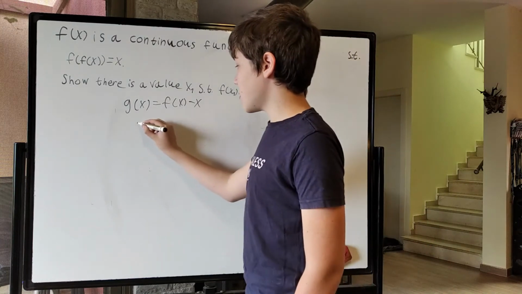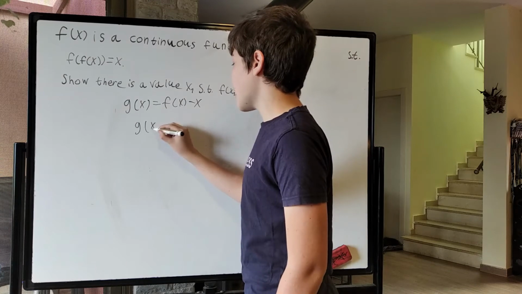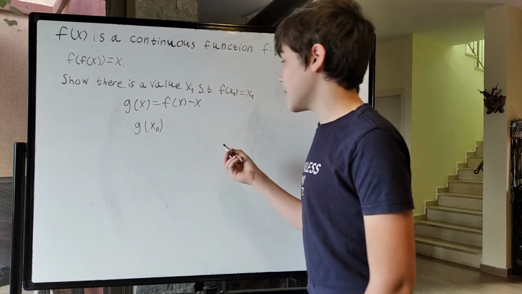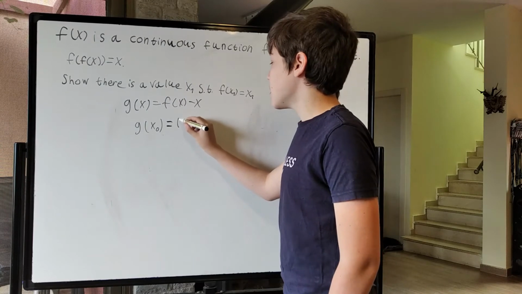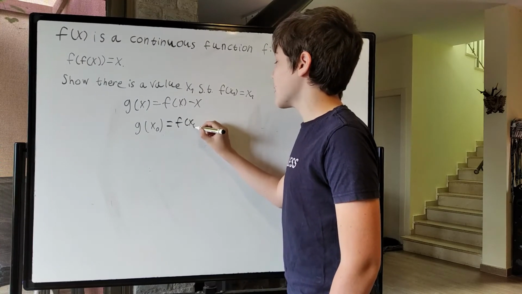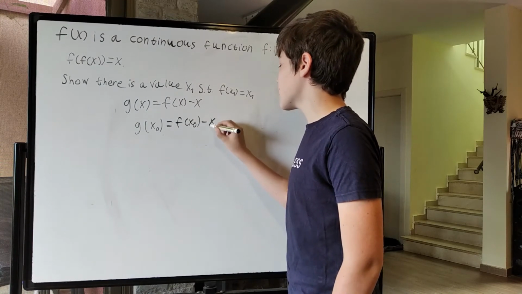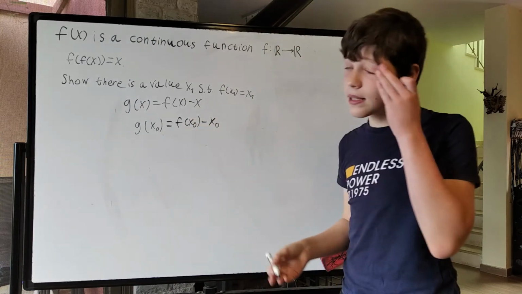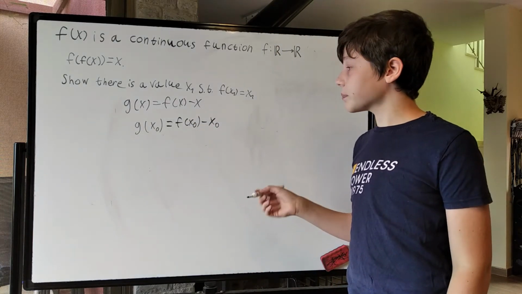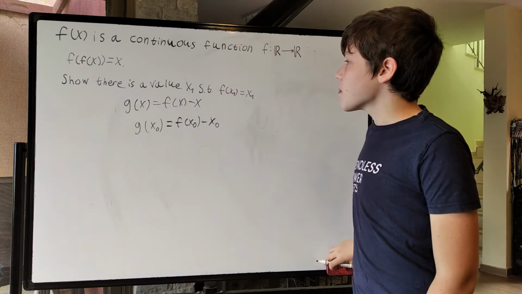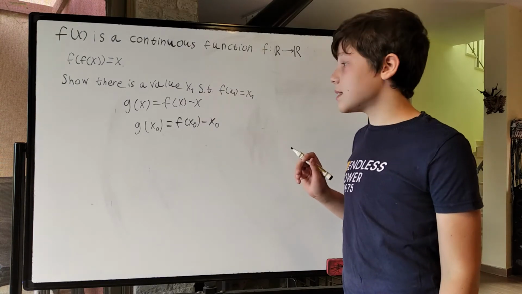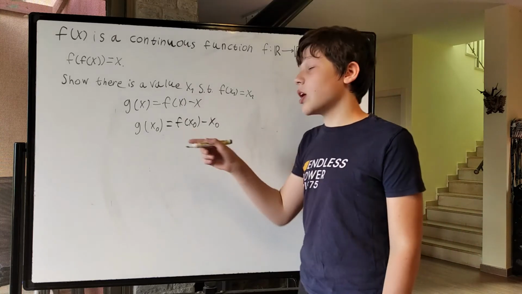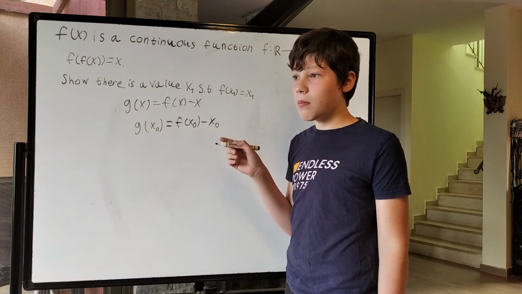So g of x0, obviously that is defined because f of x0 is defined. It is f of x0 minus x0. That's just by how we set g of x. Now let's see what we do when we do g of f of x0.